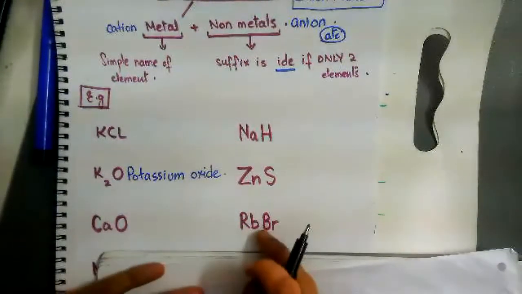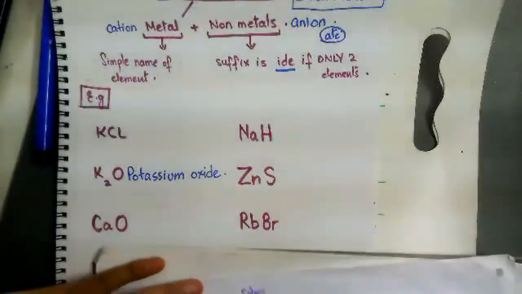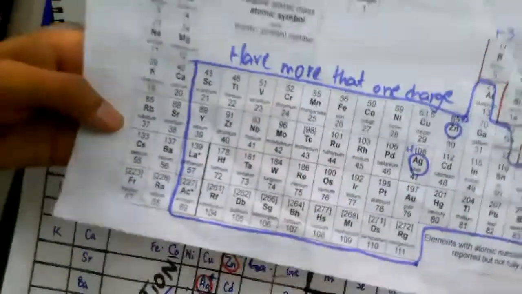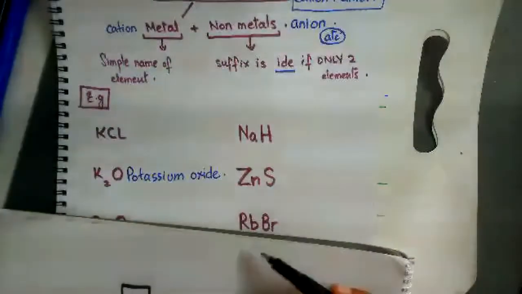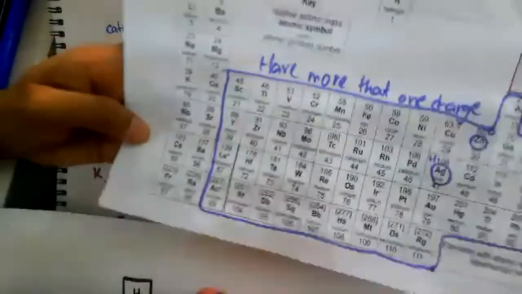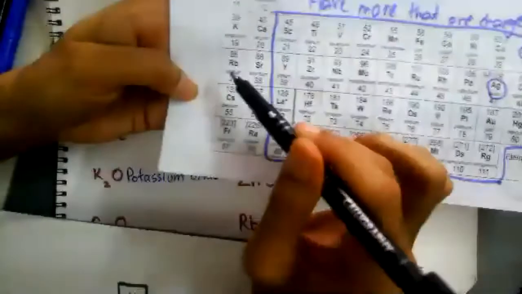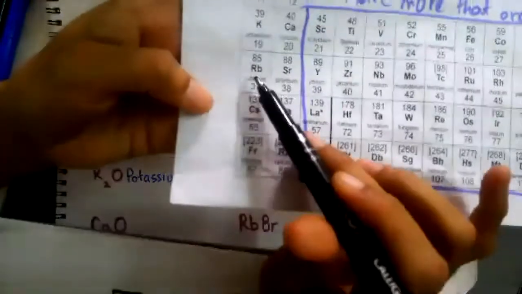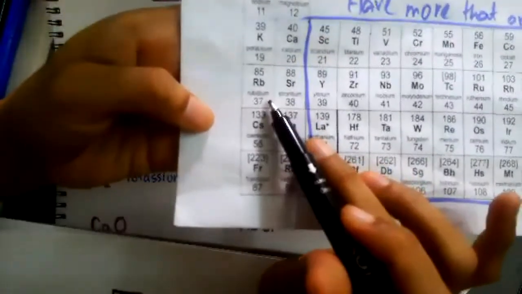Okay, let's do this. Name this. Okay, I will help you. I will show you the periodic table. It is this. Rb is this. Can you read it?